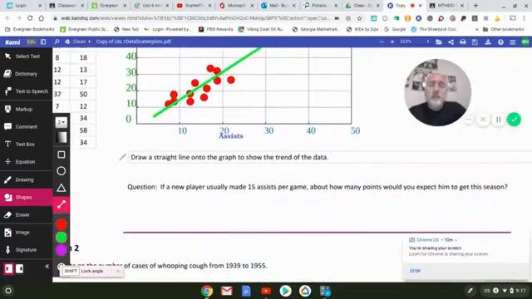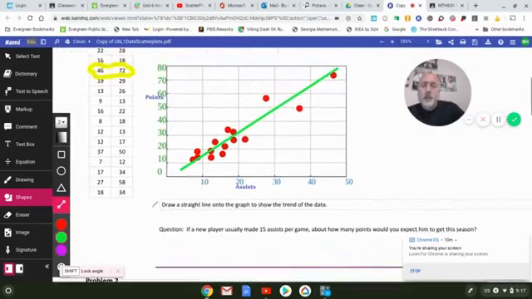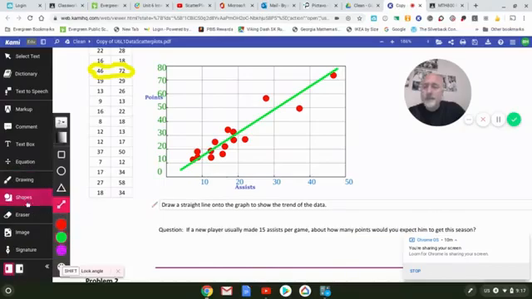Let me use another color. Let's use yellow so it doesn't stand out too much. So if it was 15 assists per game, we would expect that they would be right about on our trend line. So our trend line helps us establish our trend, meaning that the data seems to be going that way. So it looks like about 24.